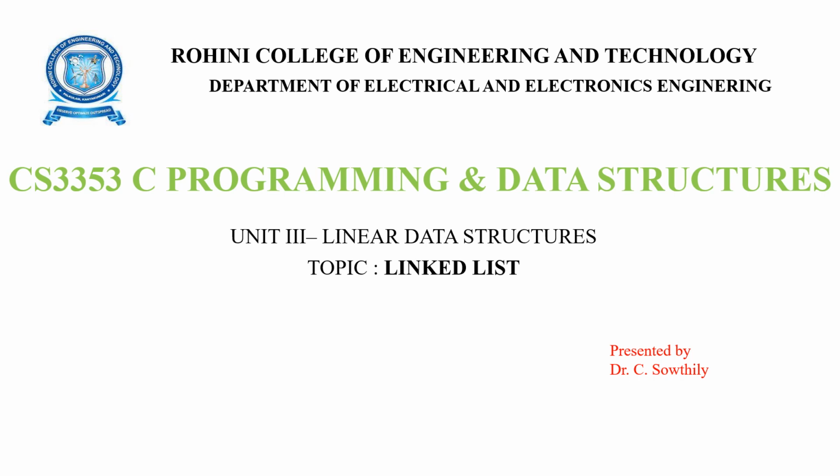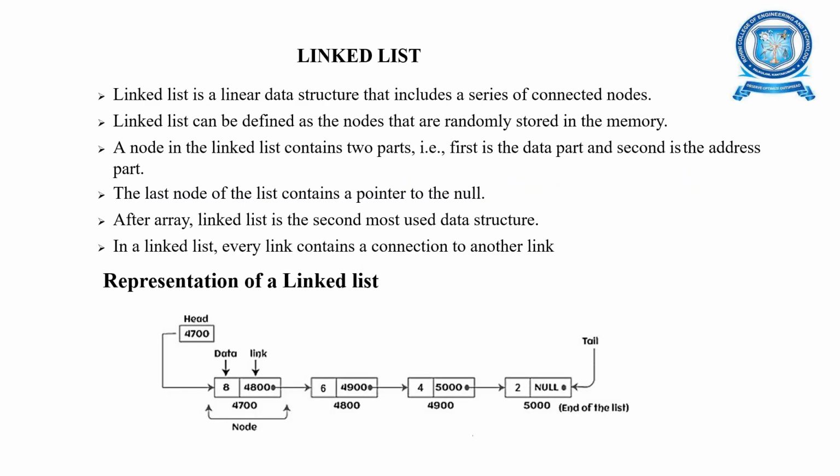So now we'll discuss the linked list. A linked list is a linear data structure which includes a series of connected nodes. It is defined as nodes that are randomly stored in memory. The last node of the list contains a pointer to null. And after the array, the linked list is the second most used data structure.